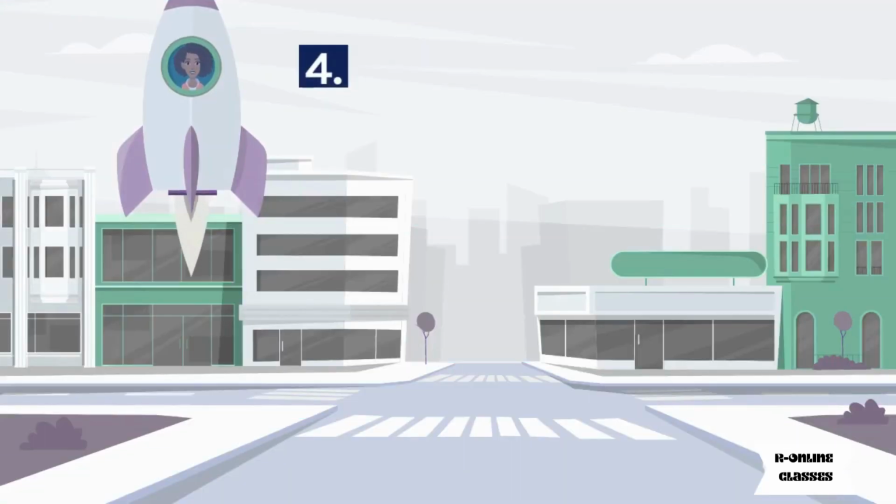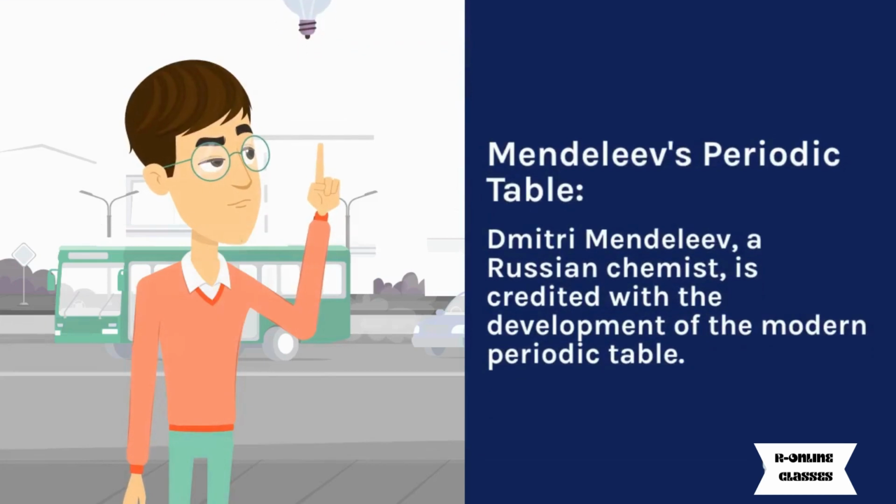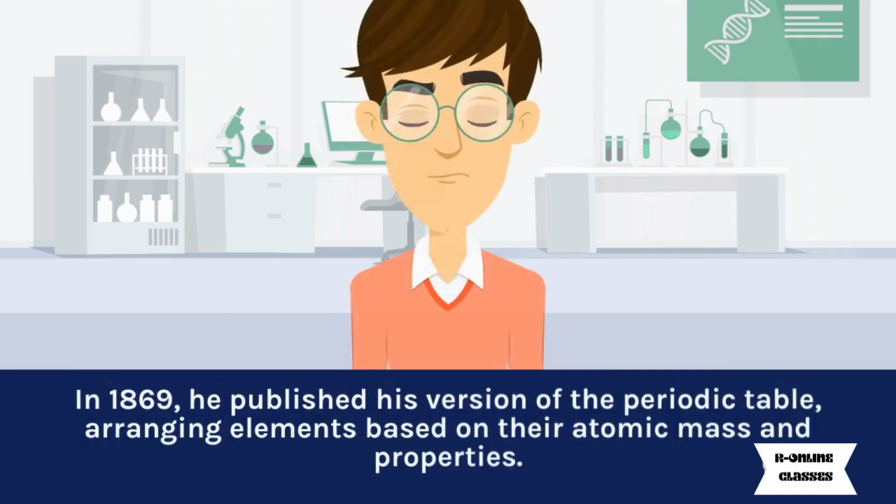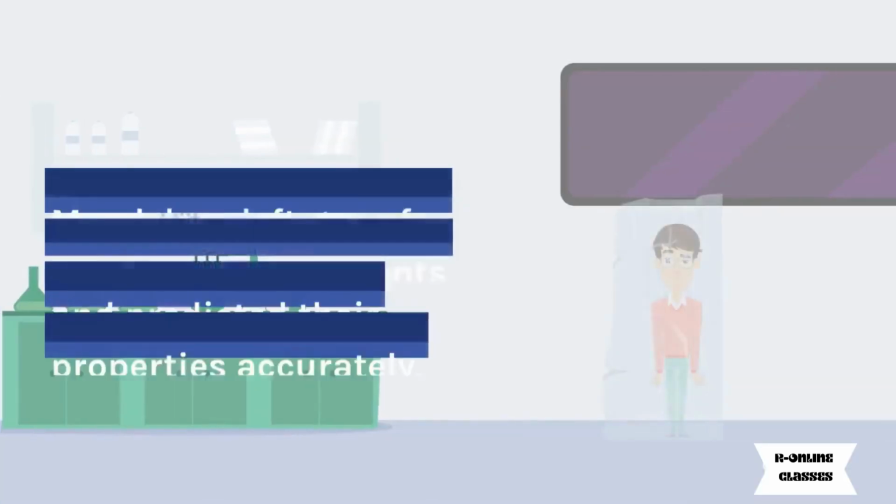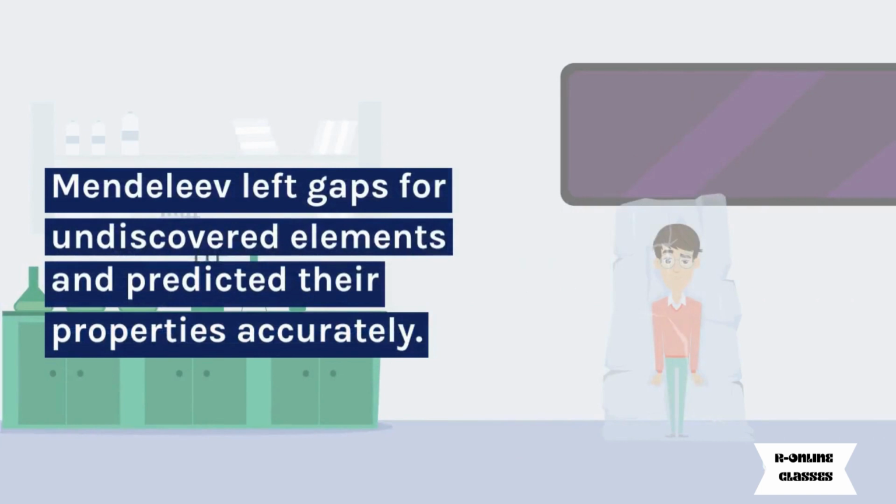4. Mendeleev's periodic table. Dmitry Mendeleev, a Russian chemist, is credited with the development of the modern periodic table. In 1869, he published his version of the periodic table, arranging elements based on their atomic mass and properties. Mendeleev left gaps for undiscovered elements and predicted their properties accurately.